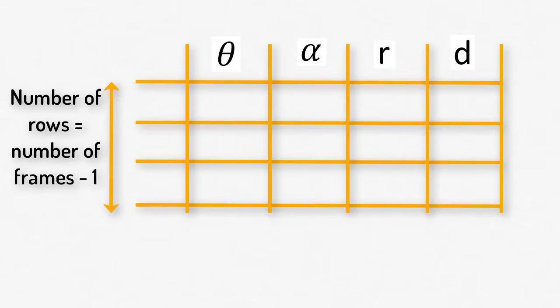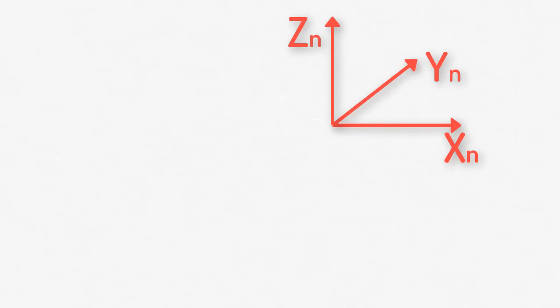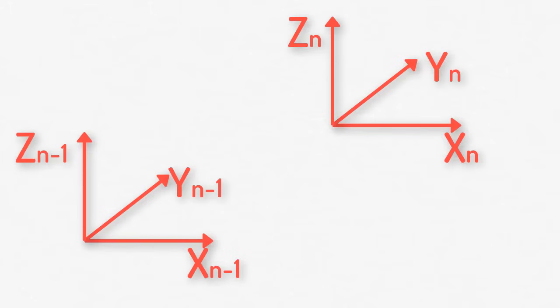Let's take a look at the meaning of each of these parameters. To set up the explanation of the meaning of each of these parameters, I'm going to consider 2 frames. I'm going to call one of these frames frame n, and the other frame I'm going to call frame n-1. So in a kinematic diagram, these 2 frames might refer to frame 2 and frame 1, or frame 1 and frame 0, or frame 3 and frame 2. N and n-1 could refer to any 2 frames that are next to each other. That's why I'm referring to them as n and n-1.